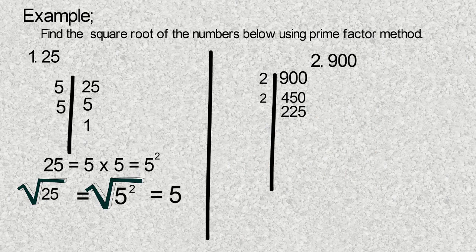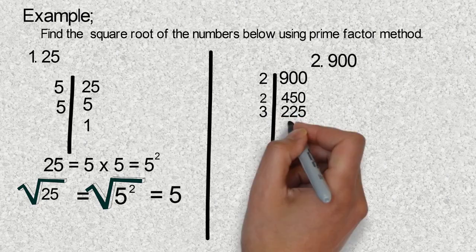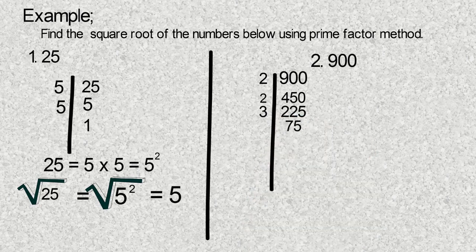So we move to the next prime number, which is what? 3. So can 3 go in 225? Yes. So 3 into 225 will give me 75. 3 can also go in 75. So 3 in 75 will give me 25. So in 25, 3 cannot go because it will give me a remainder. So I choose the next prime factor. 4 is not a prime factor, so 5 again. So 5 in 25 will give me 5. 5 can still go, so 5 in 5 will give me 1. So that's the end of our division.